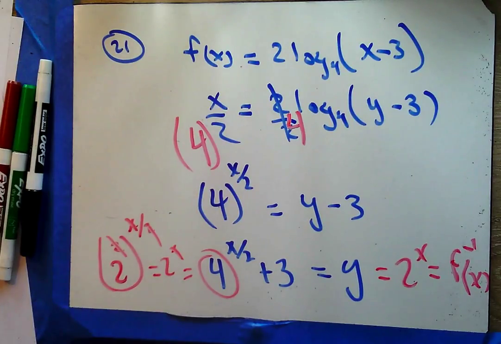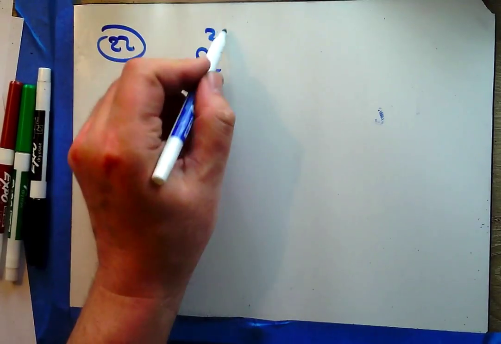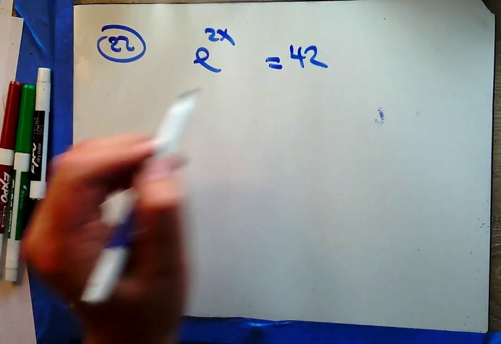Okay. Oh, don't forget that 2 to the x plus 3. Good catch, Nathan. All right, where are we going next? Solve the exponential and log equations. Okay, 22. I've got e to the 2x equals 42.